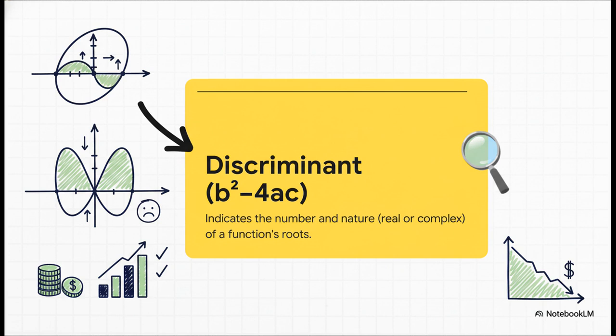If the discriminant is positive, it means your profit function crosses that zero line twice. That's great. It means there's a profitable zone between two break-even points. If it's zero, you have exactly one break-even point. But if it's negative, that is a massive red flag. It means your profit curve never even touches the zero line. It's telling you that your business model as it stands is fundamentally unprofitable. It's like a mathematical early warning system.